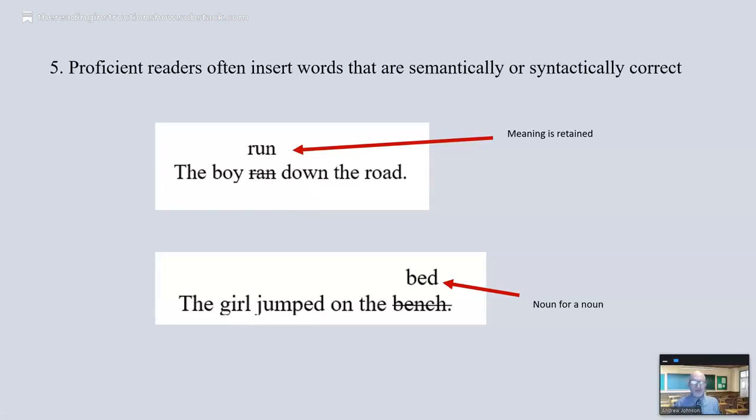How is that possible? If they are still going word by word, they are understanding at a deep level and they are inserting words that still make sense. As well, they often insert words that make sense grammatically. Meaning is not retained, but it makes sense grammatically. These are just some of the clues that tell us we use more than letter sounds, more than phonics to recognize words. We also use syntax and semantics.